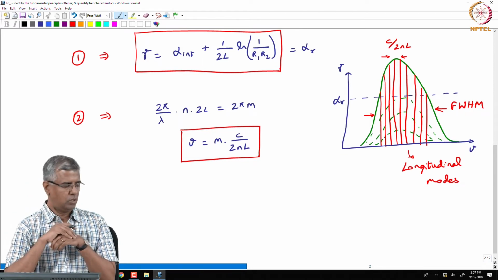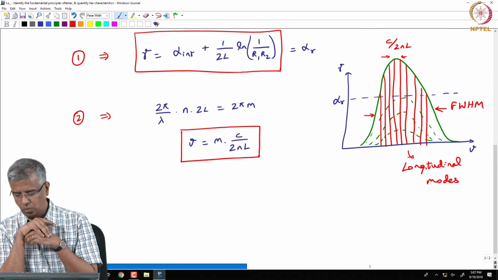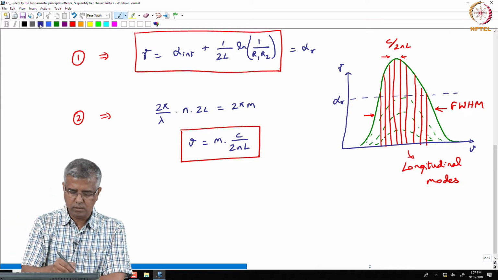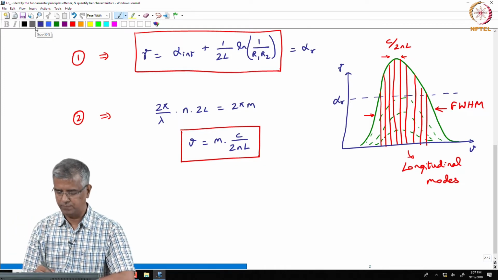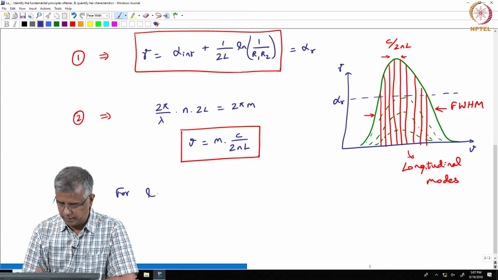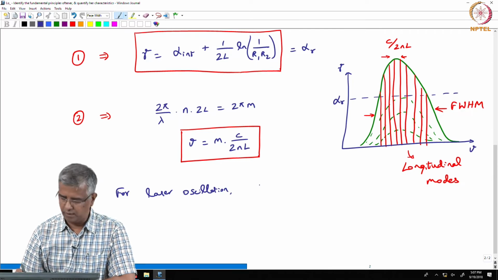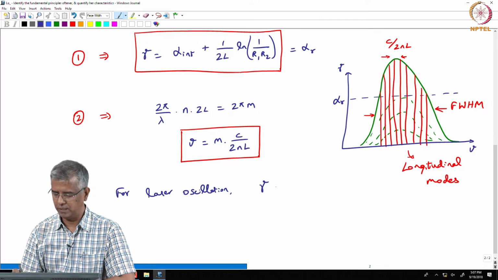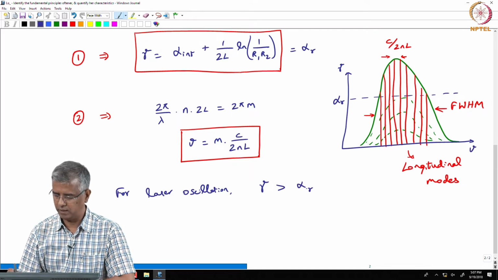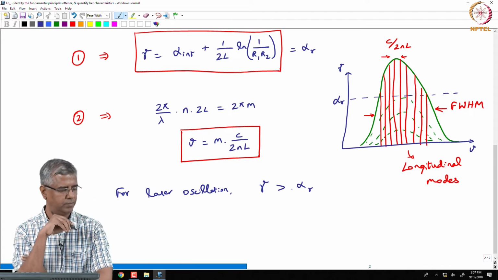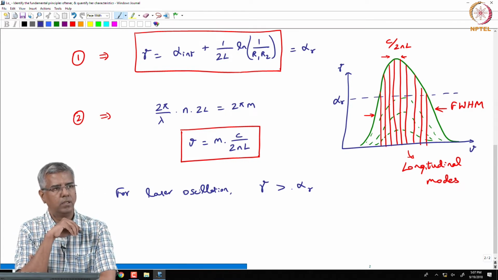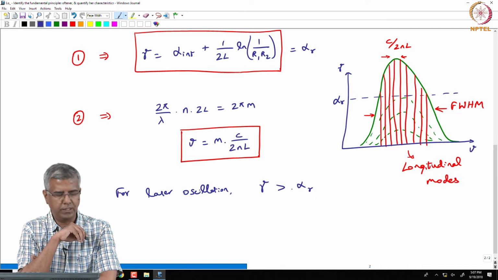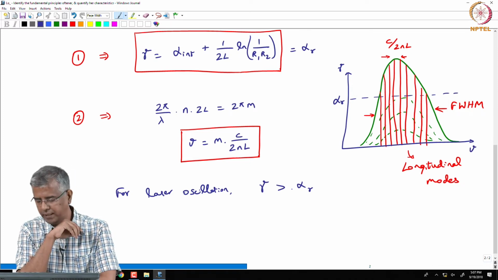So, what we are saying, in other words, is for laser oscillation, we need to have the gain coefficient greater than alpha r. We need to have the gain coefficient greater than the resonator losses.